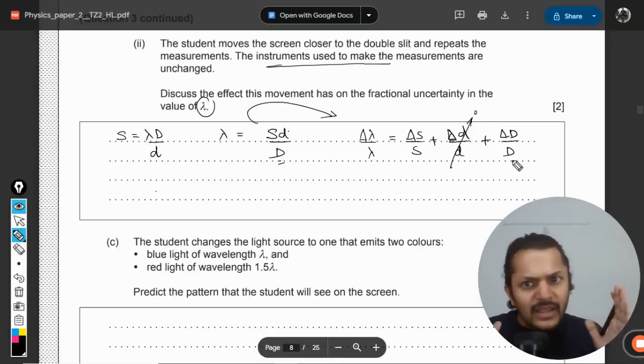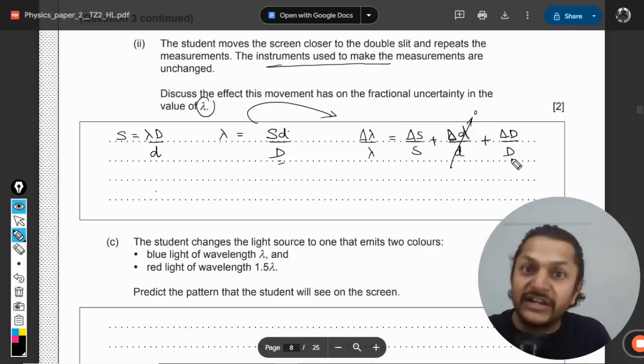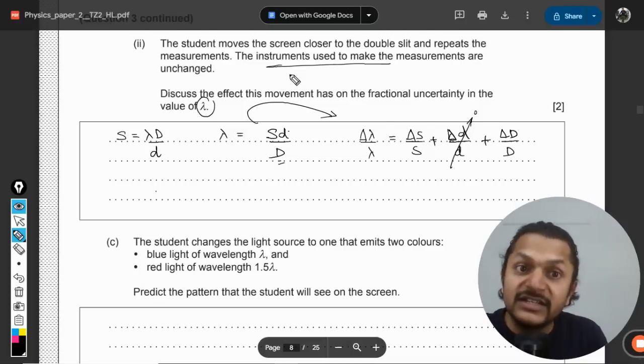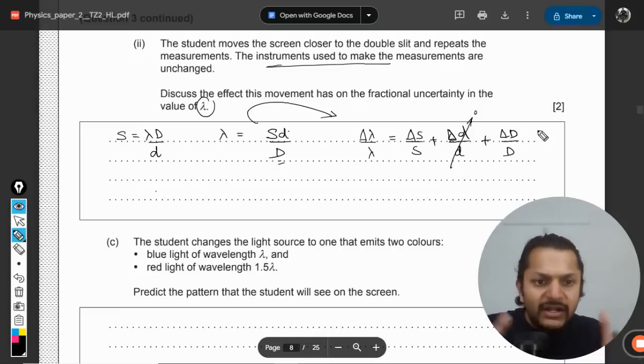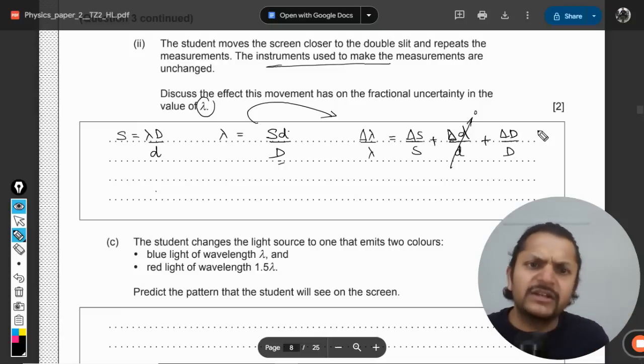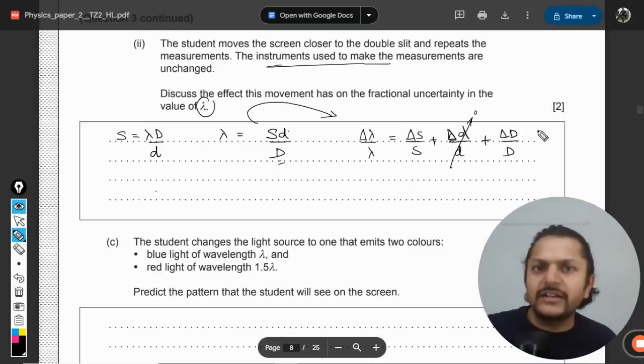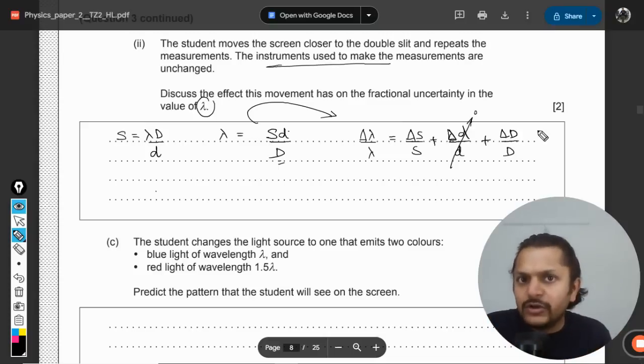So if we are decreasing this value, so d value is decreasing, but because the instrument is the same, delta d will remain the same. What is delta d? That will be the least count of the instrument. So the instrument is millimeters, like the least count is millimeter, so your delta d will be 0.001 meter, isn't it? Like it is going to be that only every time.